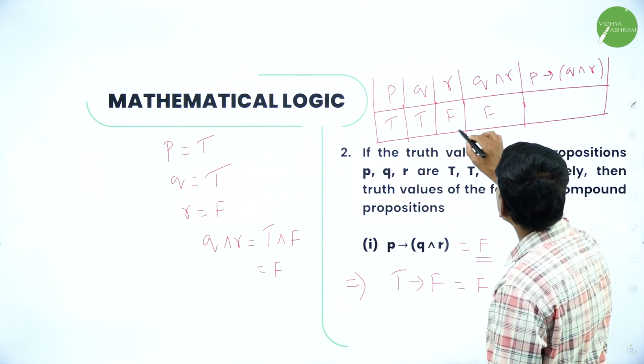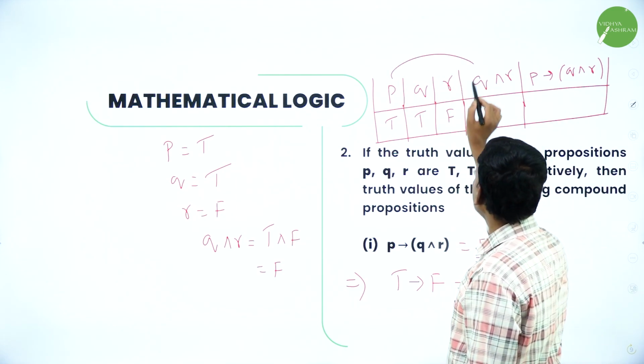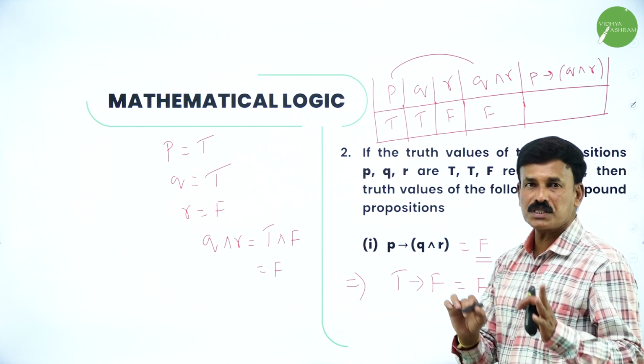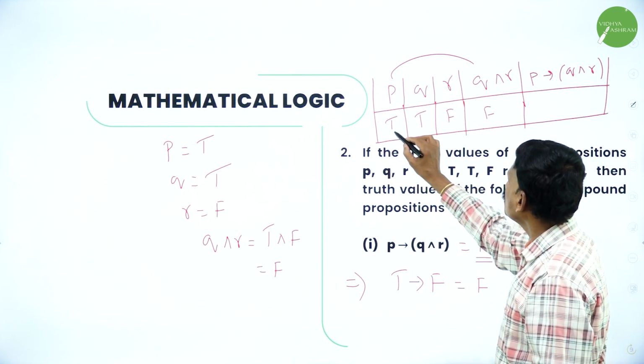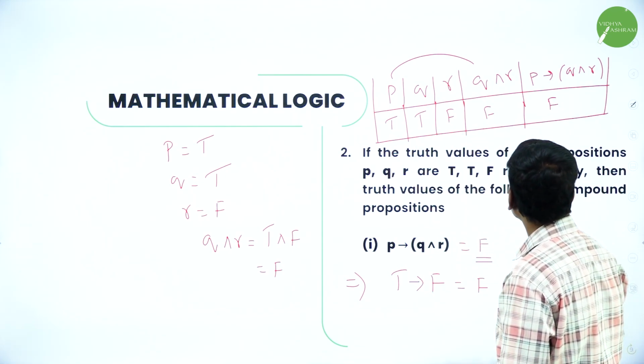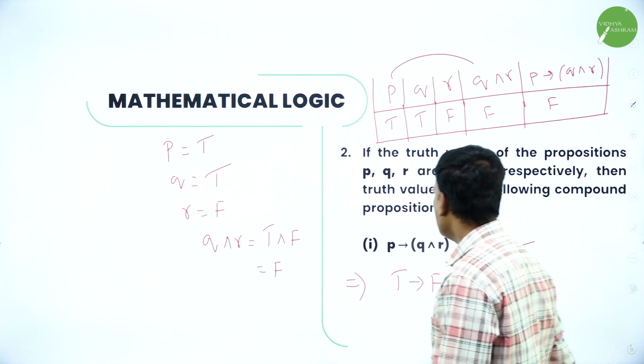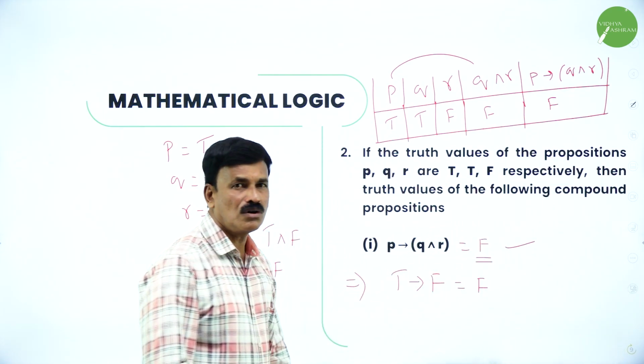Now the conditional statement, conditional for these two. For conditional, true and false is false. In all other cases it is true. True and false is equal to false. So therefore the given statement P conditional to Q conjunction R is false.